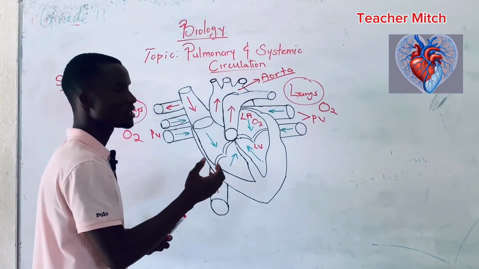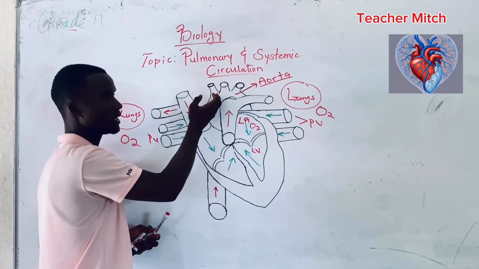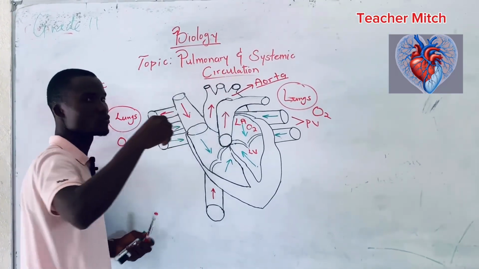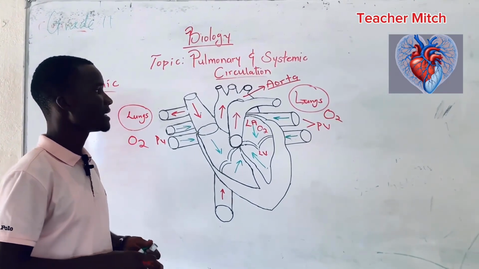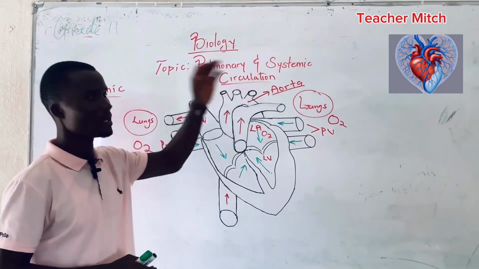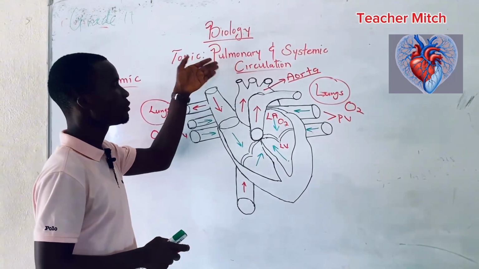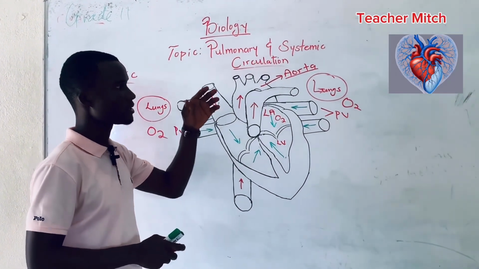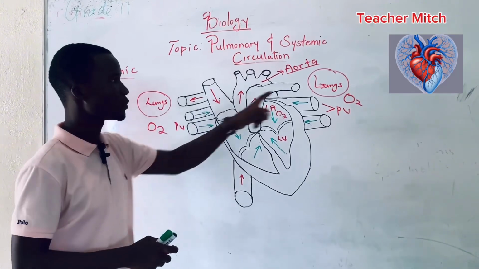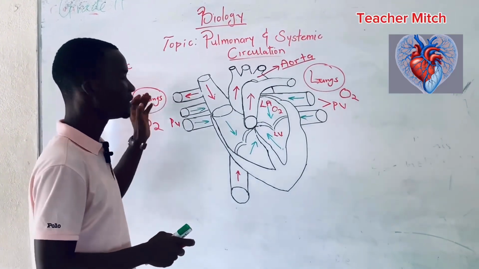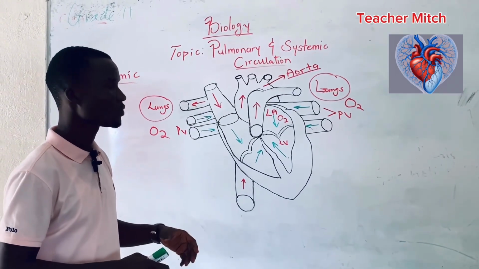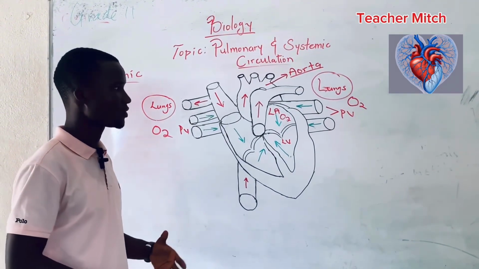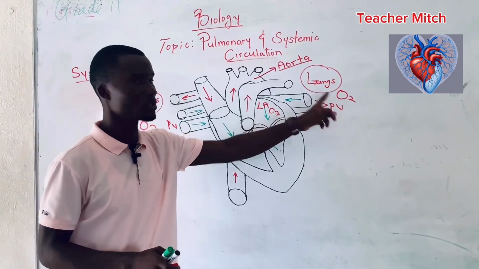So when the oxygenated blood is pumped into the aorta, the aorta will distribute the blood to every part of the body. Basically, that's the difference between pulmonary and systemic circulation. Pulmonary circulation is a type of circulation of the heart where blood is pumped to the lung. What kind of blood? Deoxygenated blood. Systemic circulation is a type of circulation where blood is pumped to all parts of the body. What kind of blood? Oxygenated blood.